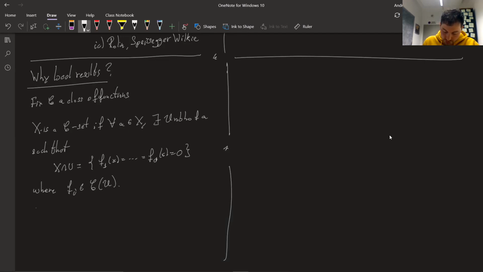And then we can define the notion of C space. If, first of all, X is a C set, and O_X, which we're going to talk about later on, is a function field, a sheaf of functions.